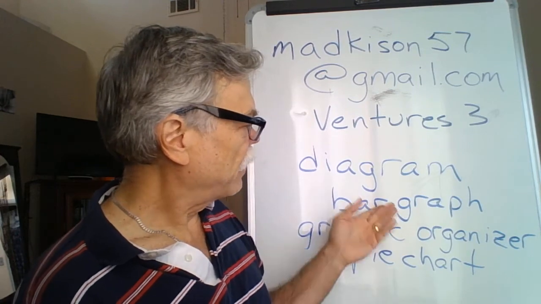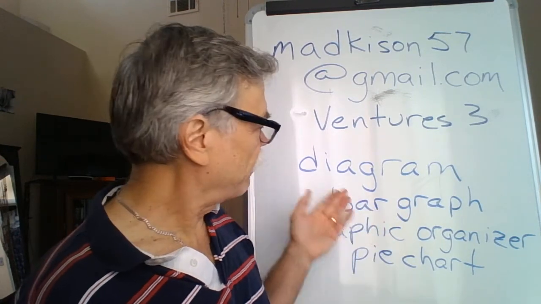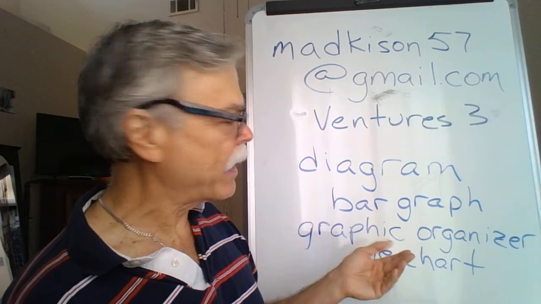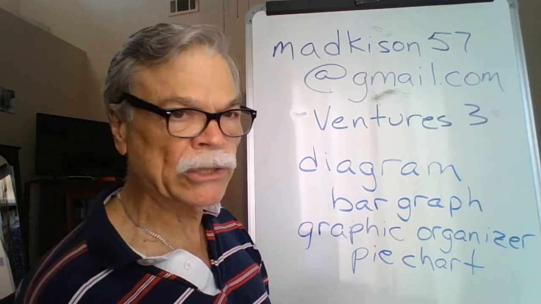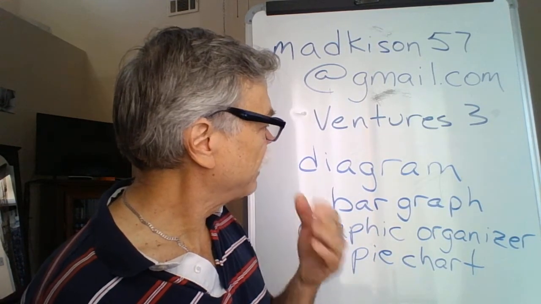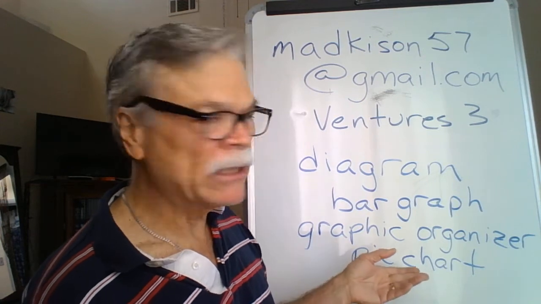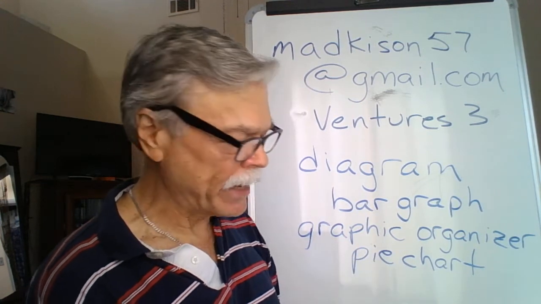But remember that these are all examples of diagrams: the bar graph, the graphic organizer, the pie chart, and they're just helpful to organize information.